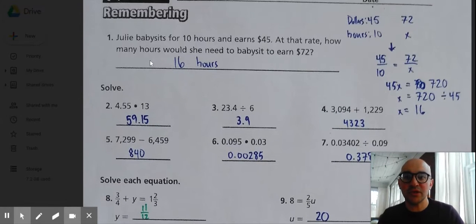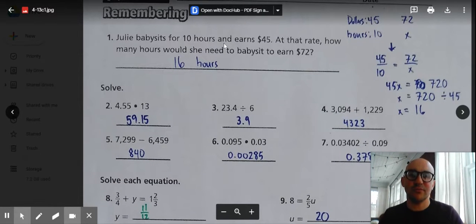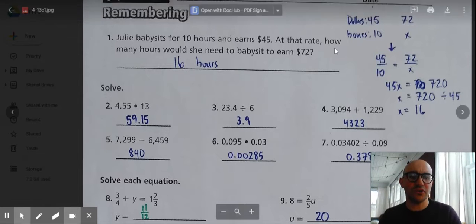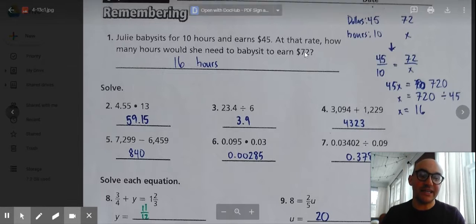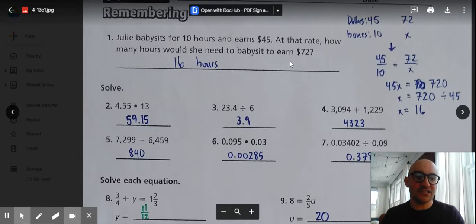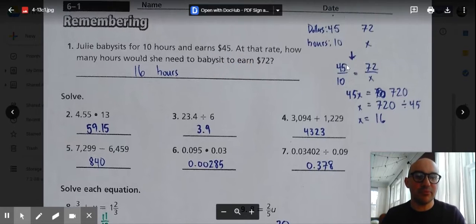Problem 1 tells us that Julie babysits for some amount of time. She earns $45 after working for 10 hours. At that rate, how many hours would she need to babysit to earn $72? You could do a simple division, 45 divided by 10, to get the hourly rate, and then divide 72 by that to get 16. And that is a perfectly appropriate way to do it.